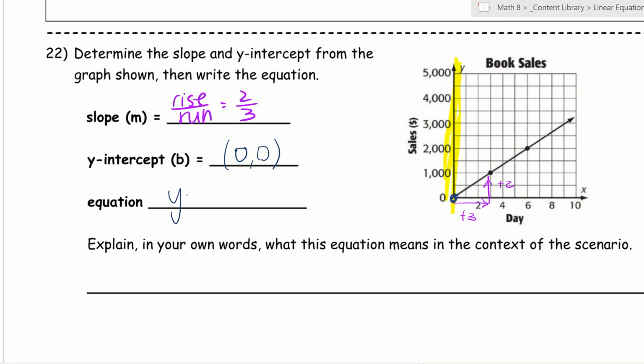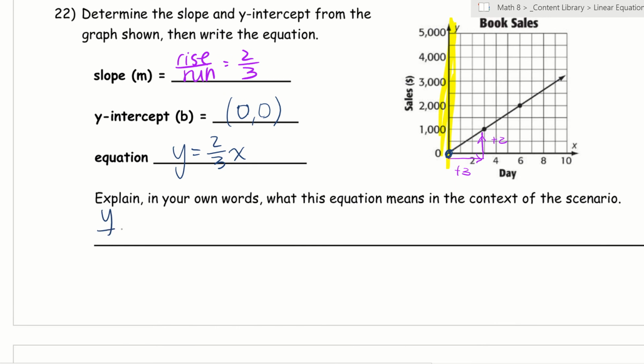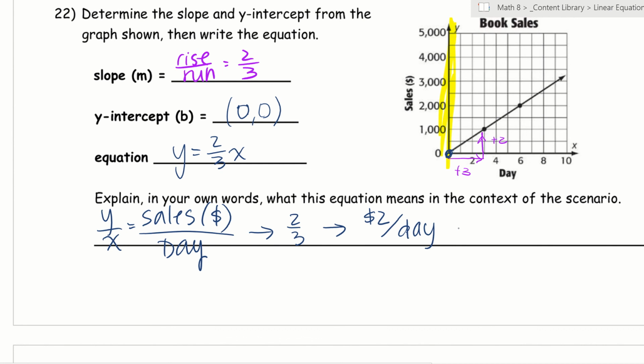So what's the equation? Y equals 2/3 x. What does that mean? Well, in terms of the scenario, what is the slope? The slope is y over x, which is sales, that's the unit of money, per day. So if the slope is 2/3, then that is $2 per day made, and what are we talking about? In book sales.